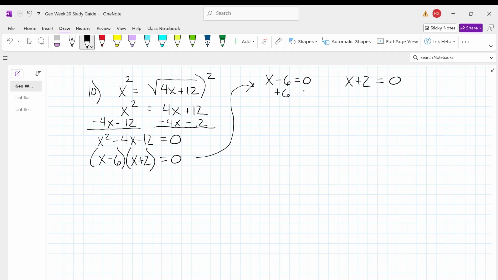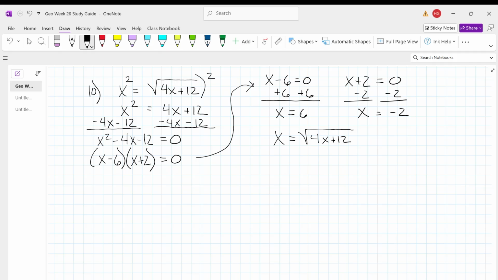I'm going to add 6 to each side. X equals 6. Subtract 2 from each side, and x equals negative 2. You have to check these solutions now in the original equation. The original equation was right here. It was x equals the square root of 4x plus 12.